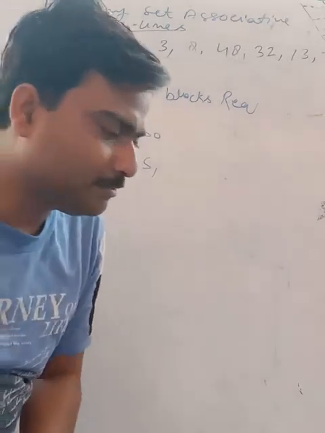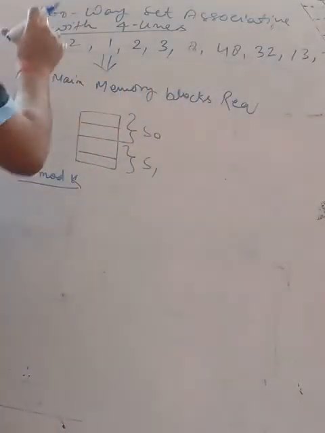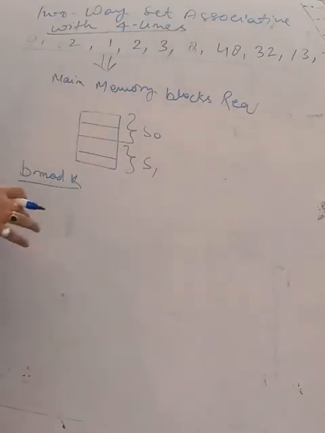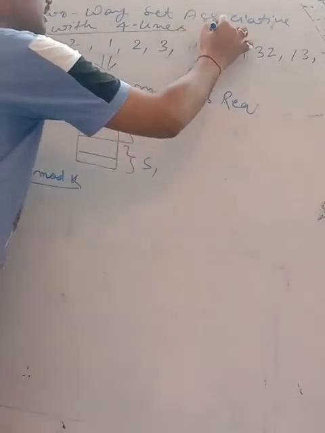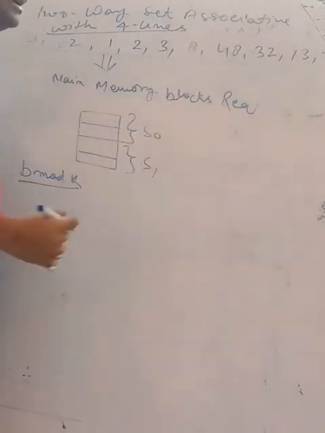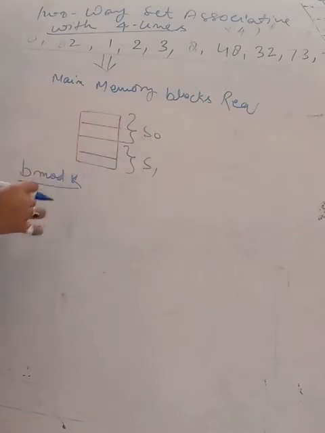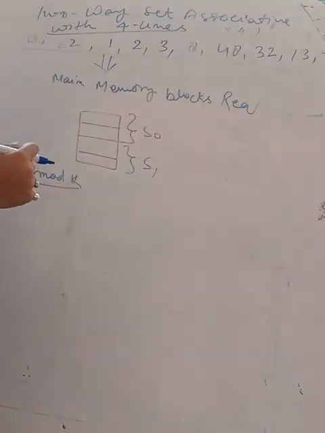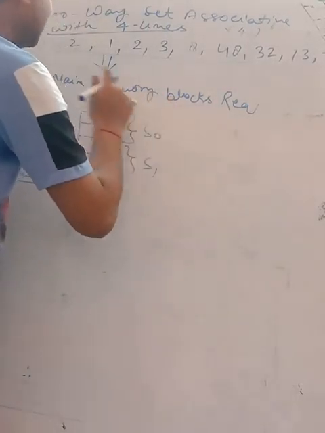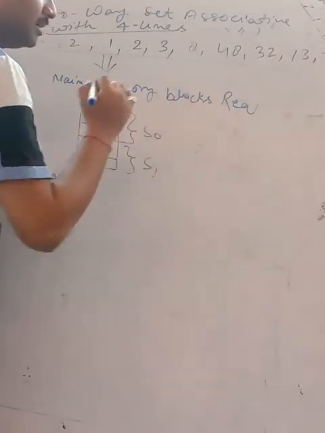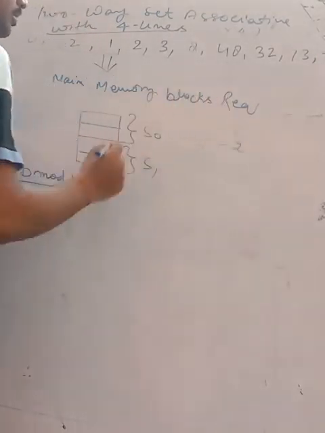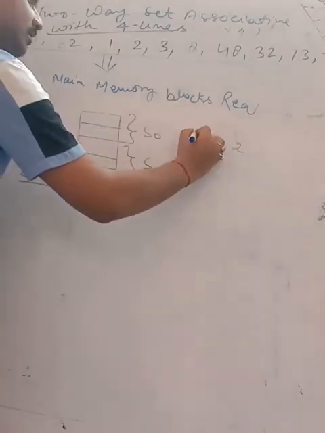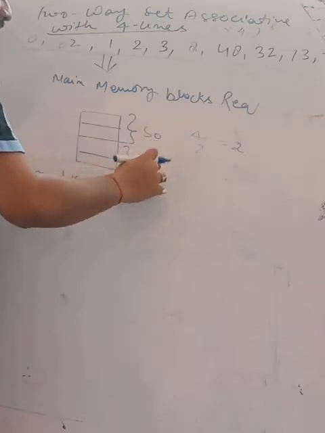In case of set associative mapping, it is given that we have a two-way set associative mapping with four lines. Four lines means the cache has a size of 4 cross 4, that is four lines and each line contains four words. So when the total size of the cache is 4 cross 4, we need to divide it into two sets. Here 4 will be divided by the two-way set, so it will be divided by 2 and the answer will be 2. So we will have two sets of the cache memory, S0 and S1.